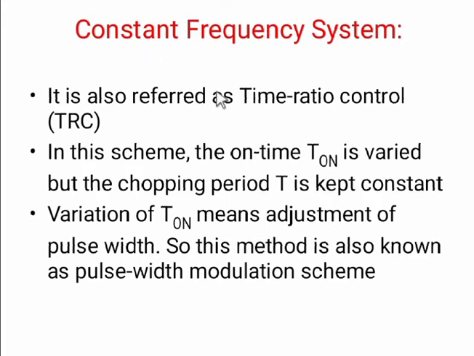So it is also referred to as time ratio control. In this scheme, T on is varied, but the chopping period T is kept constant, so we can maintain a constant frequency. Variation of T on means adjustment of the pulse width, so this method is also known as the pulse width modulation scheme.